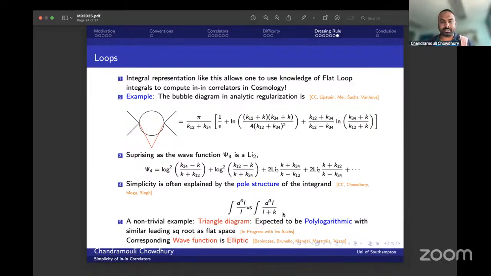It's something which you can encache and push to higher orders. For instance, for the triangle diagram, you can actually argue the in correlator has to be polylogarithmic, with a similar leading square root as flat space. Of course, I'm probably rushing over this, but if there are questions, I'm happy to answer. Whereas the wave function is now an elliptic function, and we still do not know an explicit expression for it, but these are more of an argument style things. But anyway, the upshot of this is that this kind of integral representation now allows you to also do loops in de Sitter.